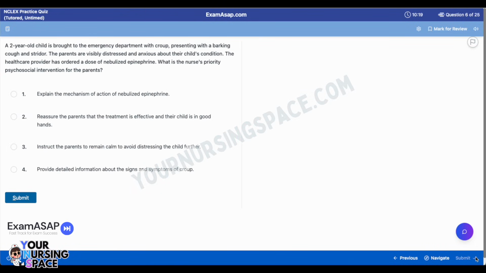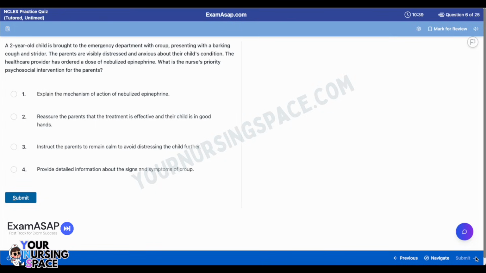A 2-year-old child is brought to the emergency department with croup, presenting with a barking cough and stridor. The parents are visibly distressed and anxious about their child's condition. The healthcare provider has ordered a dose of nebulized epinephrine. What is the nurse's priority psychosocial intervention for the parents?